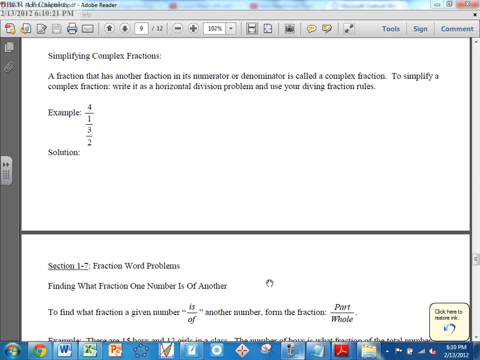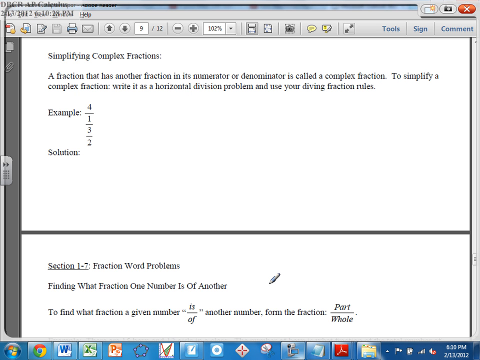Simplifying a complex fraction. Well, let's take a look at this one. Here we've got 4 over 1 over 3 over 2. Well, this is crazy looking here. First thing you want to do is think of everything as a horizontal division problem, using a horizontal division sign.